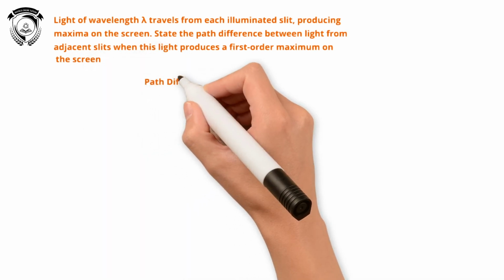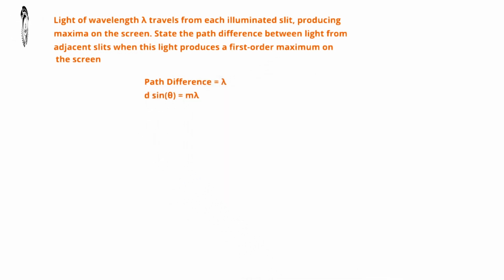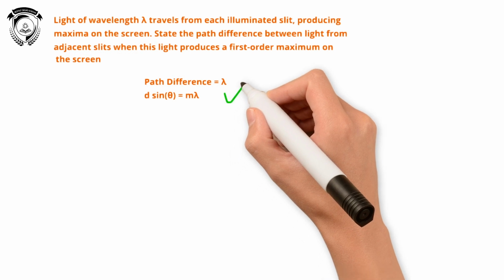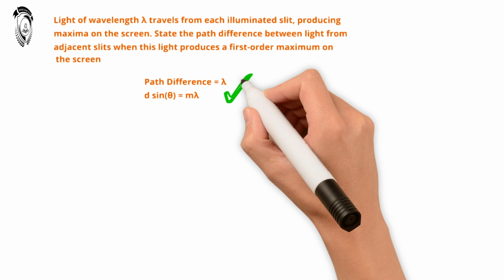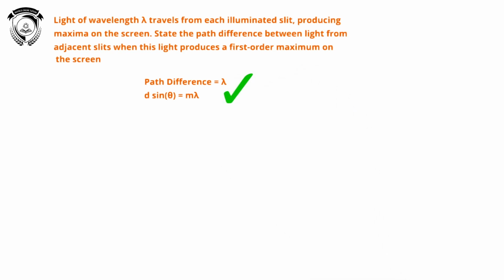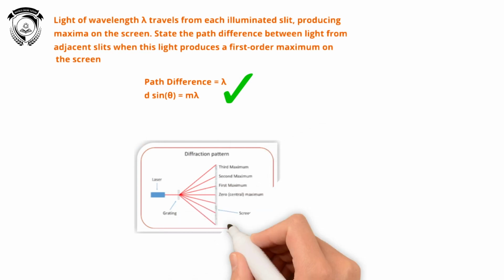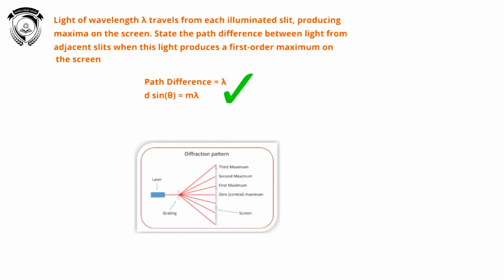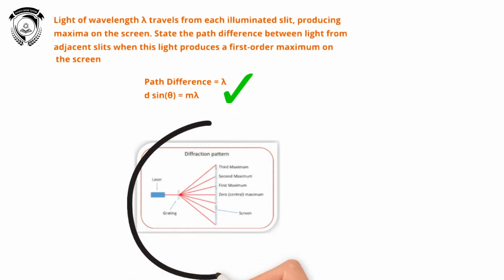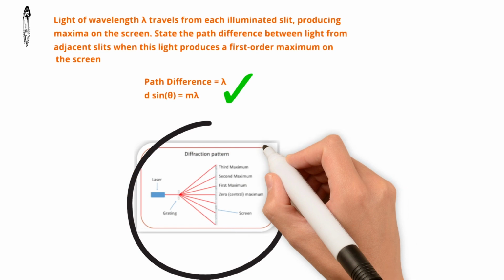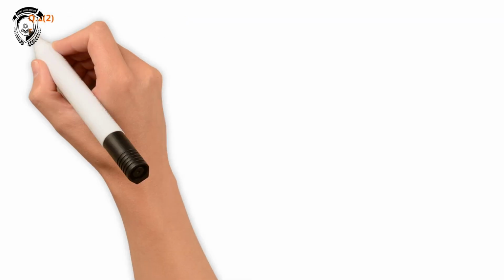They have told us that light of wavelength lambda is illuminating the slit and it will produce the maxima on the screen. What is the path difference between the adjacent light produced by the first order maximum? You know there is an equation for the path difference which says d sine theta is equal to m lambda. Since we are talking about the first order maximum, m will be equal to 1. If m is equal to 1, then it will be equal to lambda. So therefore our path difference will be equal to the wavelength.